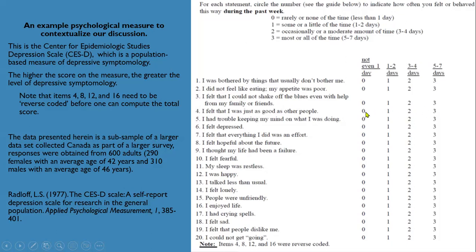Right, so you would just simply go back and a 0 becomes a 3, 2, etc. So you would reverse code it. And items 4, 8, 12, and 16 are just like it. For example, item 16, I enjoyed life. It's a measure of depressive symptomatology. You will want to reverse score those items.